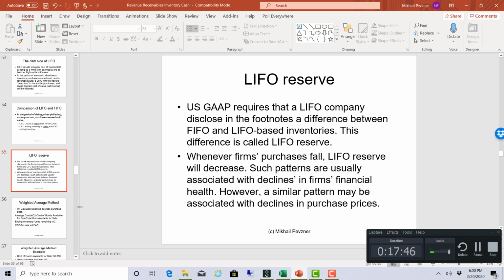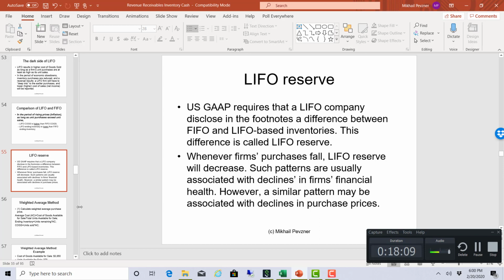FIFO inventory is typically always higher than LIFO inventory, so that number is positive, and that's called the LIFO reserve. You have to report it in the footnotes. The reason this is done is to allow anybody who wants to convert LIFO numbers to FIFO numbers to do that. And that's what we do in the financial statement analysis class. I teach you how to do that.